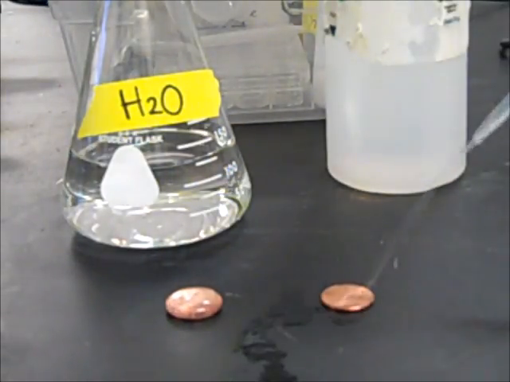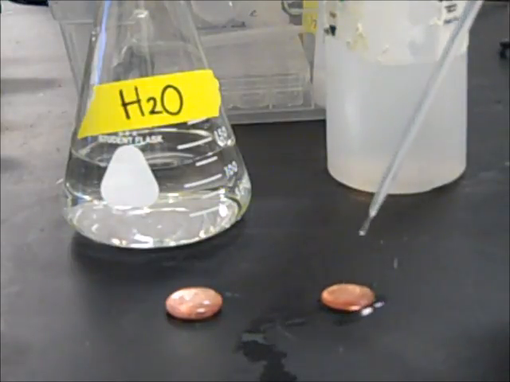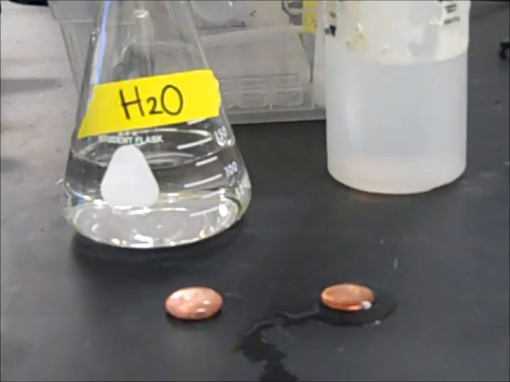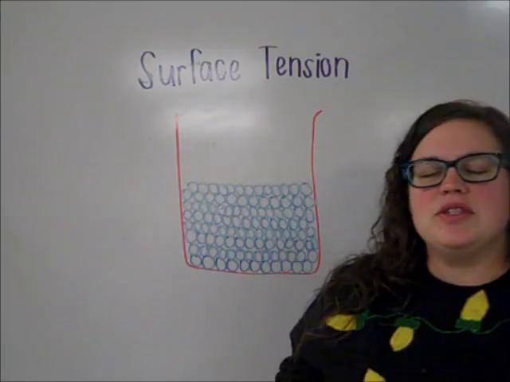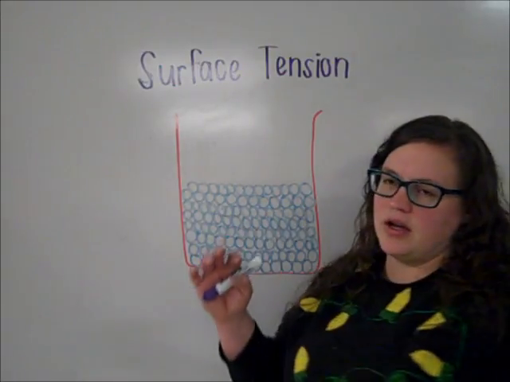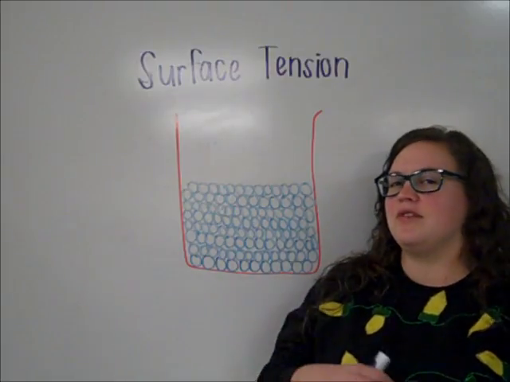Whereas this acetone won't even stay in the pipette long enough. It just squirts right out, and we get all of the acetone laying flat instead of bubbled up on top of the penny. So the reason this happens is what's called surface tension. Surface tension is how the molecules on the top of a liquid actually form kind of a skin.